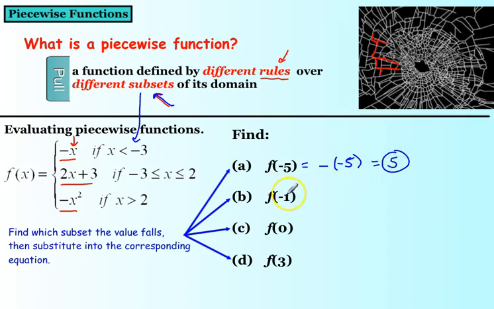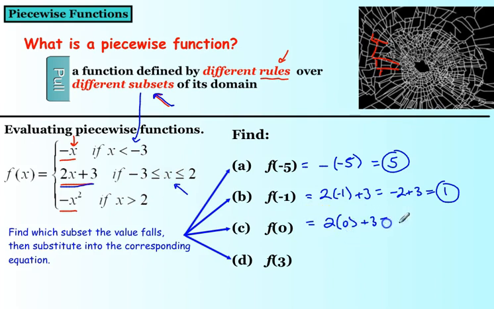Now let's evaluate f of negative 1. Negative 1 would fit into this middle subset because negative 1 is between negative 3 and 2. So to evaluate negative 1, I would use this rule: 2 times x, so 2 times negative 1, plus 3. That would be negative 2 plus 3, and I get 1. If I wanted to evaluate f of 0, that would go into this same subset because 0 is in between negative 3 and 2. So I would use that same rule. 2 times 0 is 0, plus 3 is just 3.